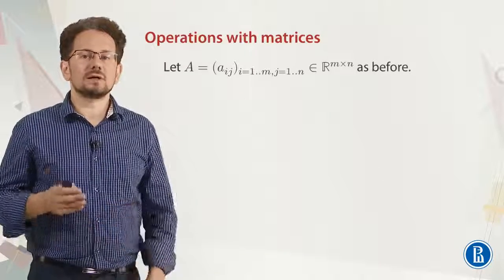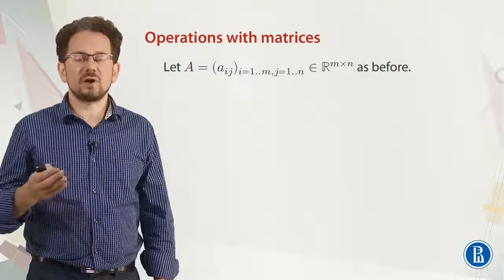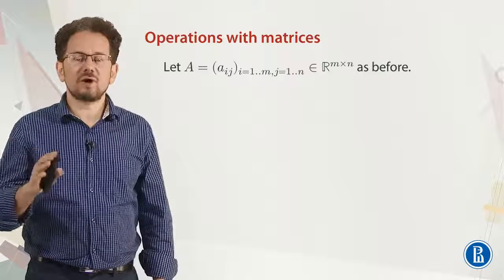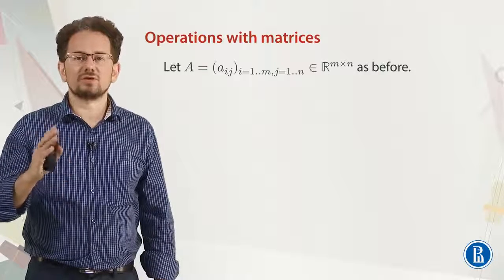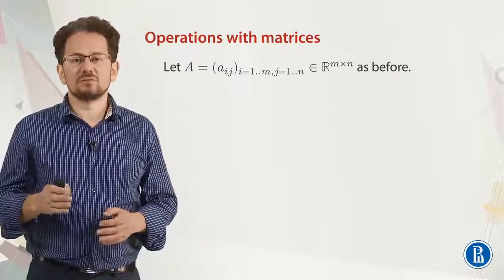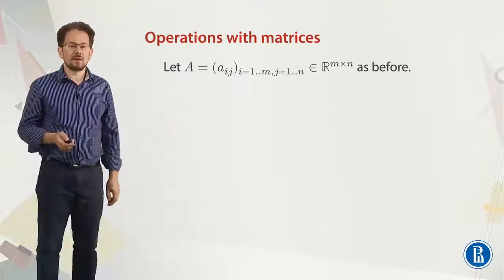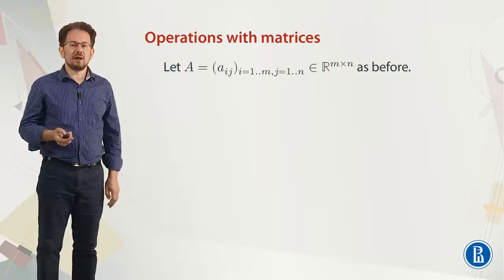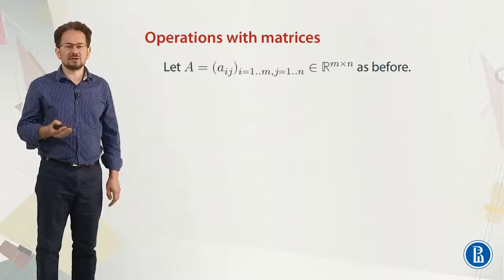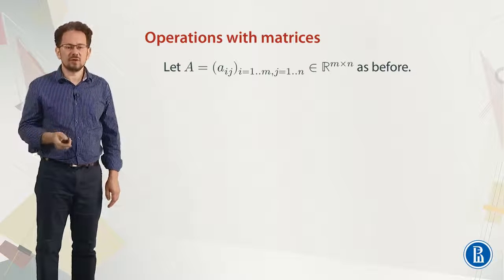Now let us consider some basic operations which can be applied to matrices. Some of them are arithmetic operations, and some of them are special for matrices, and can't be applied to numbers, or at least if you apply them to numbers, you don't get anything new. Now let A be an m by n matrix as before. Remember that this notation means that the first element is A11, the second one is A12, etc., up to m rows and n columns.